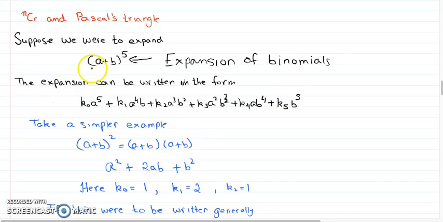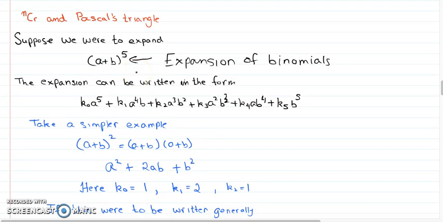So if you look at this expansion, (a + b) to the power 5, just by looking at it, you know that we can write it as k0 a^5 plus k1 a^4 b plus k2 a^3 b^2 plus k3 a^2 b^3 plus k4 a b^4 and k5 b^5.